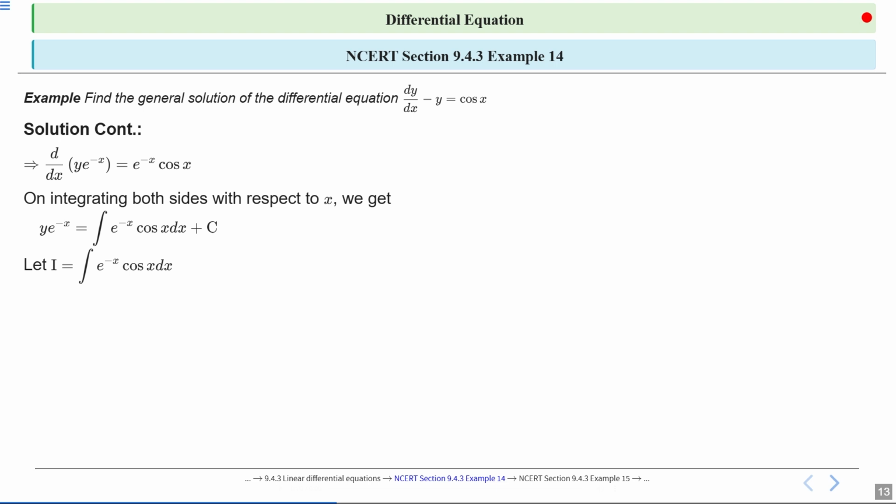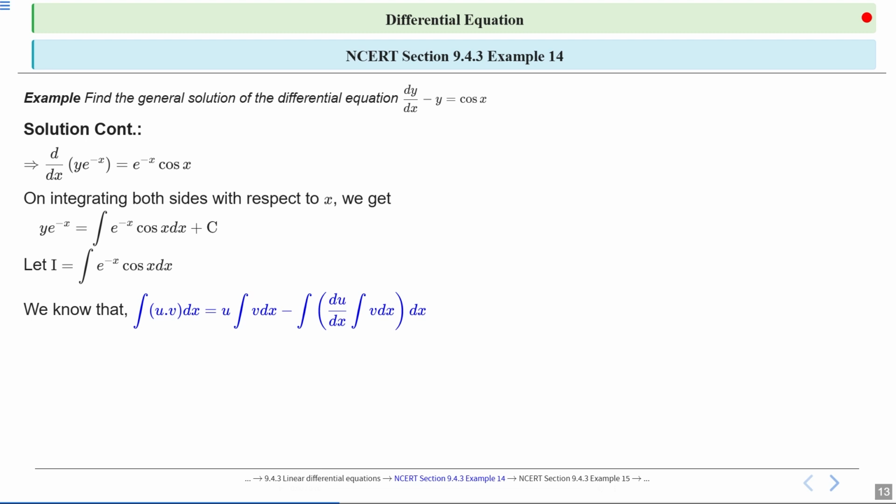Now you have to calculate this integral, that is integration of e to the power minus x cos x dx. So let's suppose I is equal to the integral of e to the power minus x cos x dx. To integrate this, we apply the by parts rule. Just recall the formula of by parts, that is integration of u into v dx is equal to u into integration of v dx minus integration of the differentiation of u with respect to x into integration of v dx.